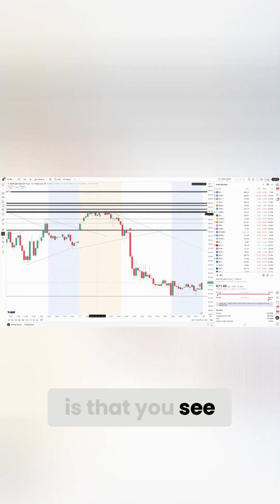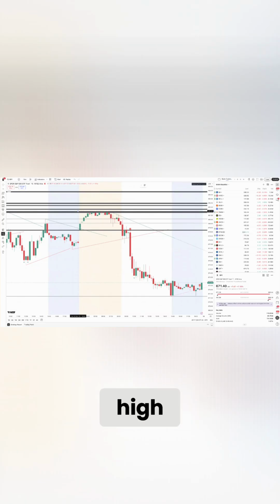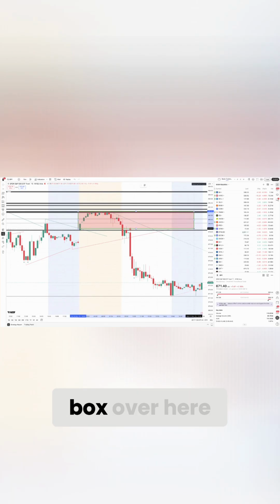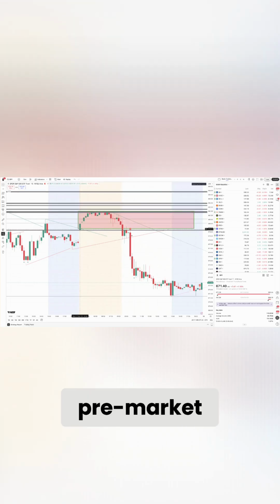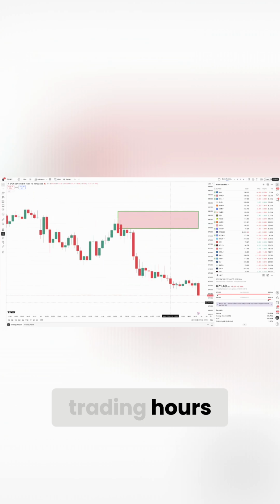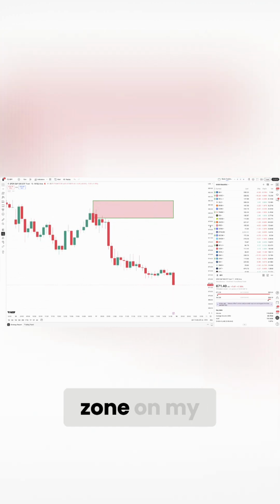What that means is you want to take the highest candle during pre-market. So I'm going to go up to the high, and I'm going to find the candle that went the lowest, which I think is this one over here, right? And I'm going to drag a box across. Now that I've grabbed the pre-market high and low, if I flip back to my regular trading hours, I have a pre-market high and low zone on my chart.